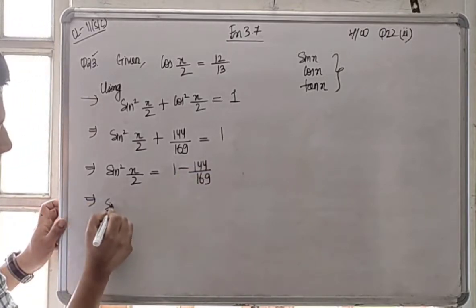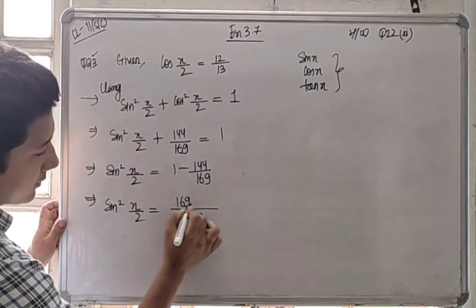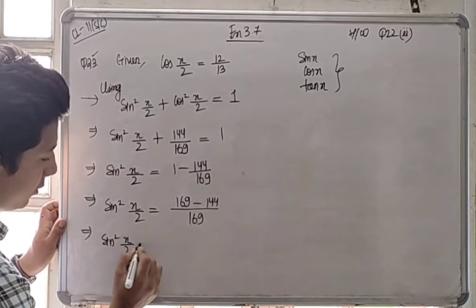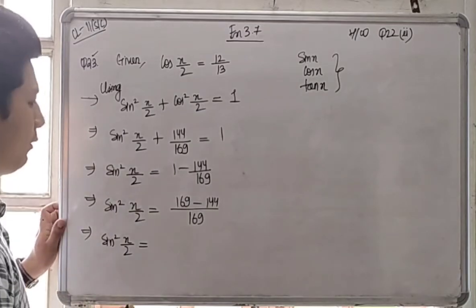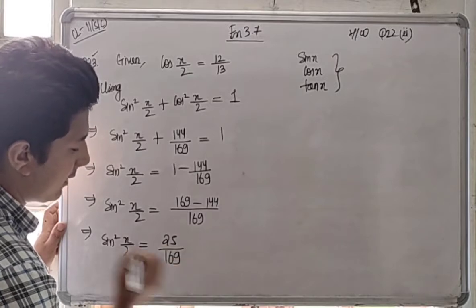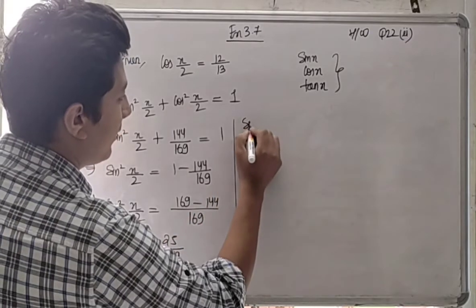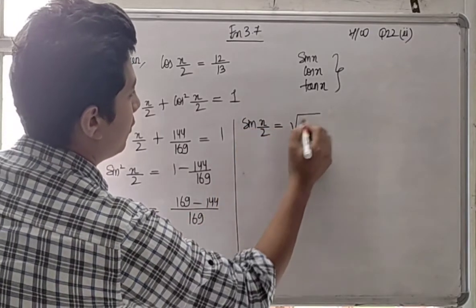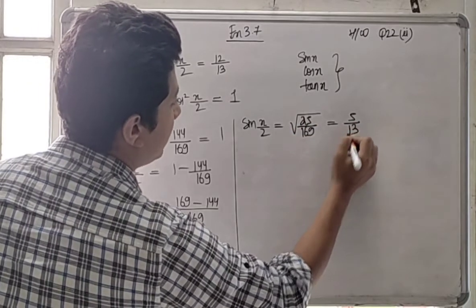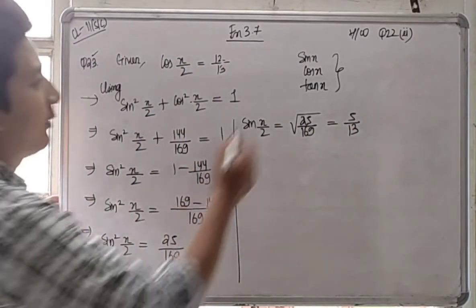Take the LCM. For sin square x by 2, the LCM is 169. So this is 169 minus 144, which is how much? 169 minus 144 is 25. So 25 by 169. And yes, we also know both of these are perfect square numbers. So therefore sin x by 2 is root over 25 by 169, which is 5 by 13. So sin x by 2 is 5 by 13, and cos x by 2 is 12 by 13. Therefore, can I find the first answer?